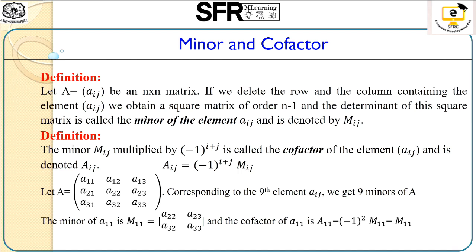The minor of A11 is M11. How we are going to denote that minor, I specify here. And also the cofactor of A11 is (-1) to the power of 1 plus 1, that is the ith row and jth column, 1 plus 1 is 2, times M11, that is equal to M11.